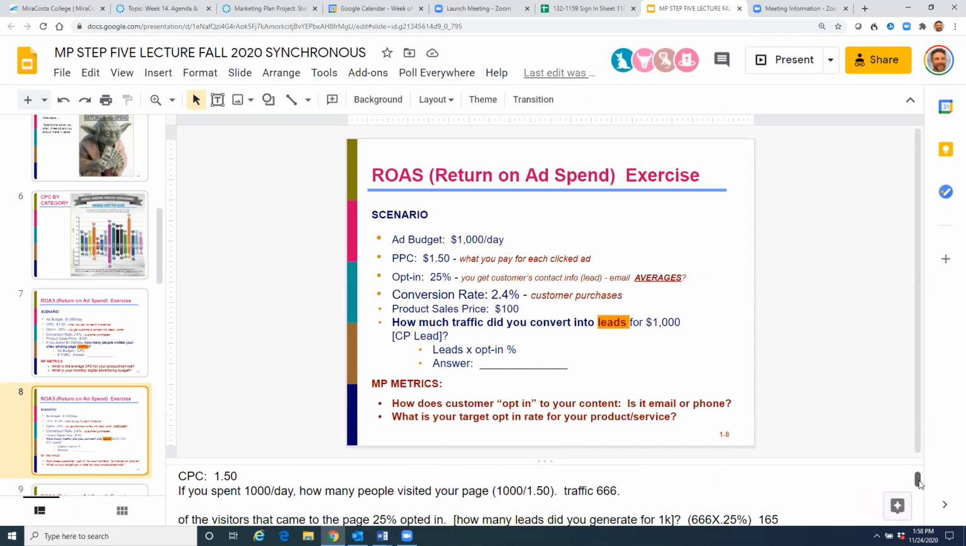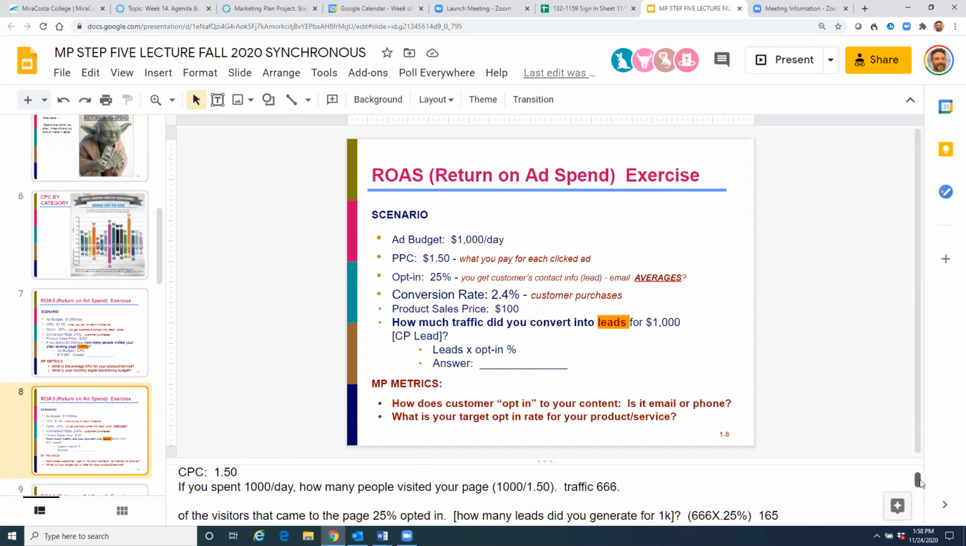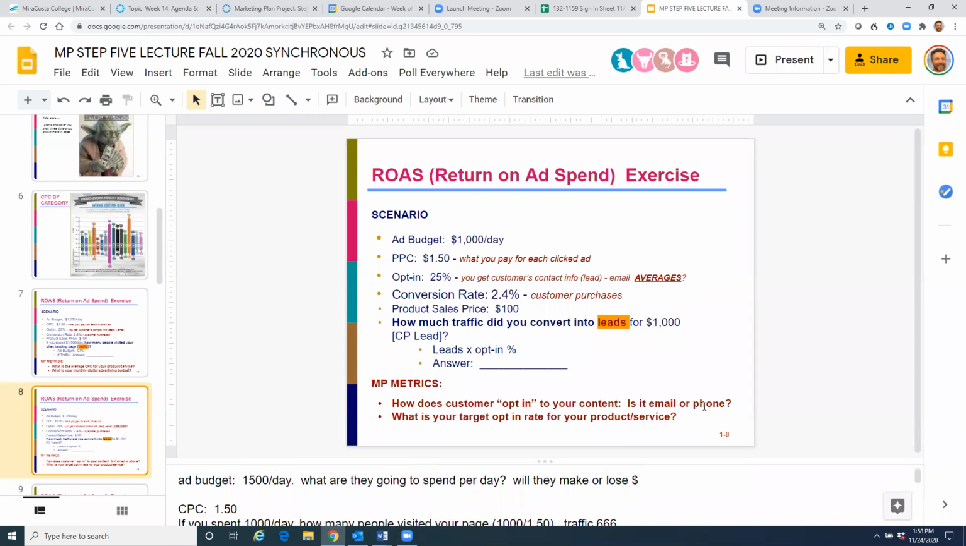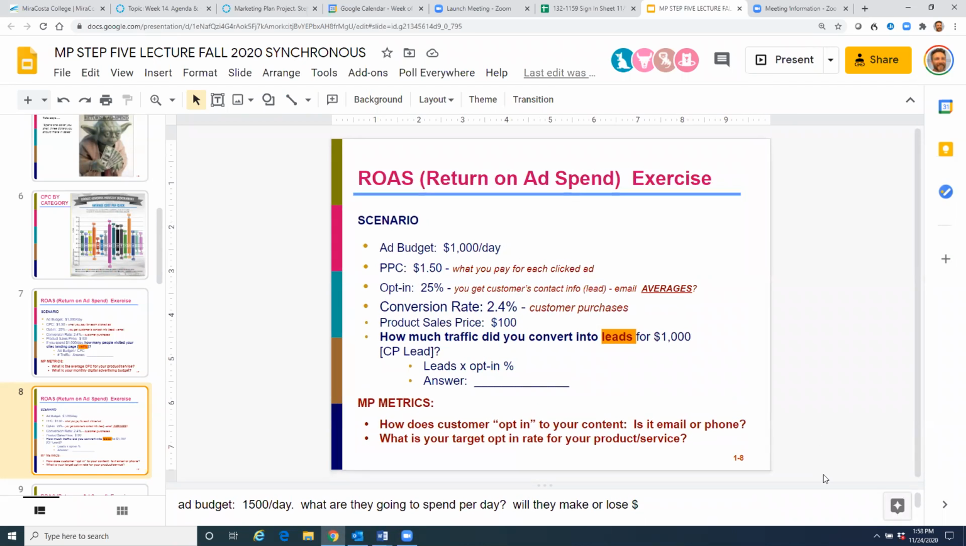I'm going to look at my own notes. Yeah, 1,000 divided by 150 is 666. So that is correct. So that $1,000 you spend daily gets you 666 traffic. That's how many people actually end up going to your website.